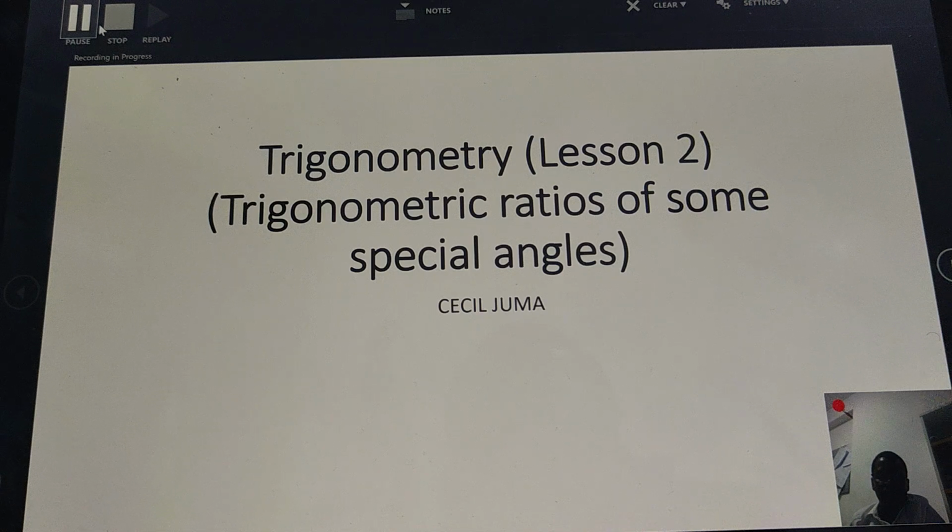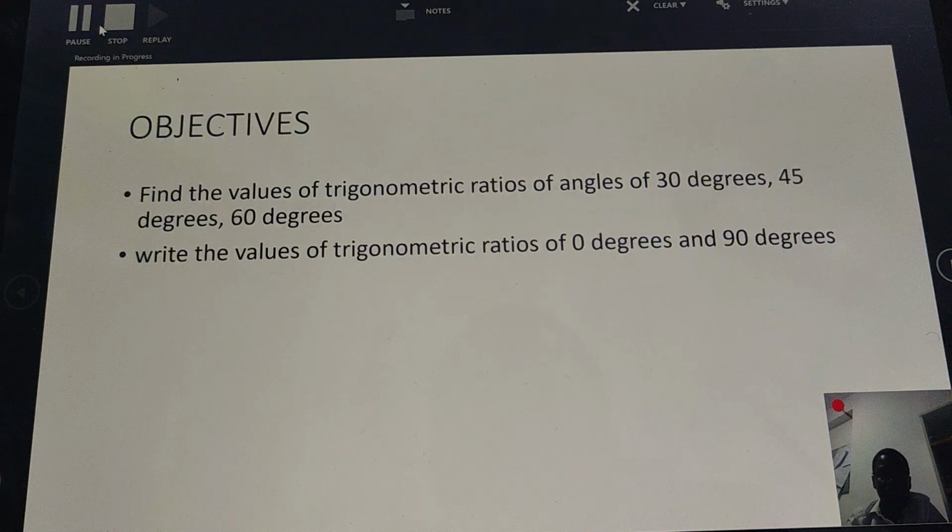Today we are going to look at the trigonometric ratios of some special angles. There are some special angles for which we need to find their trigonometric ratios without using a calculator. So let's look at those special triangles. We have 30 degrees, 45 degrees, 60 degrees, 0 degrees, and 90 degrees. Our main objective today is to find the value of those trigonometric ratios.